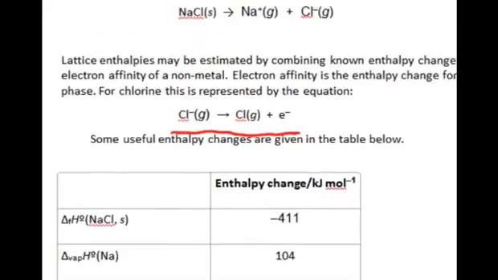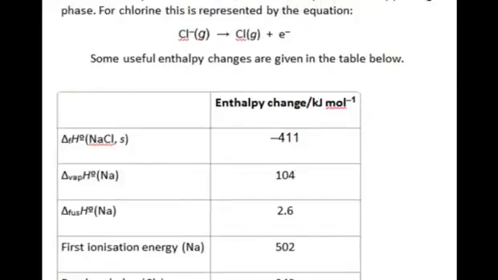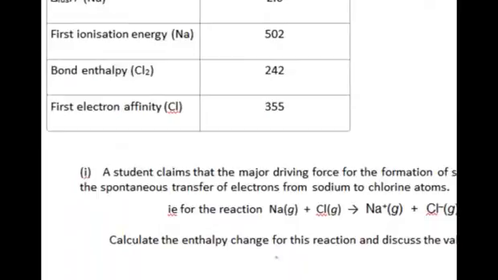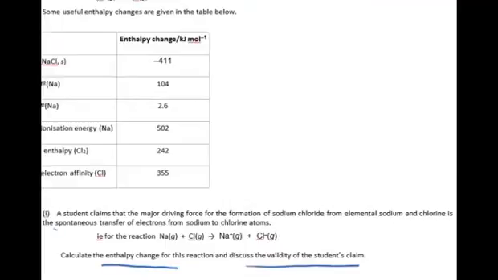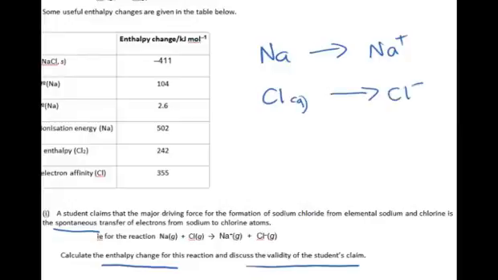Alright, let's have a look at the actual question. Now the question is asking us to calculate the enthalpy and to discuss the validity that this is going to be a spontaneous reaction. Alright, so if we look at the equation we've got sodium going to sodium positive here as an ion. I'm just leaving out the phases, and Cl gas going to Cl minus. So if we can calculate the enthalpy or work out the enthalpy for this whole reaction, it's just by breaking it down into these two.